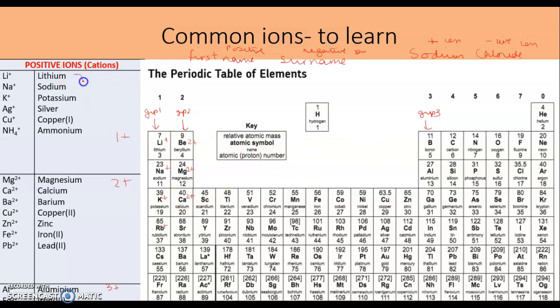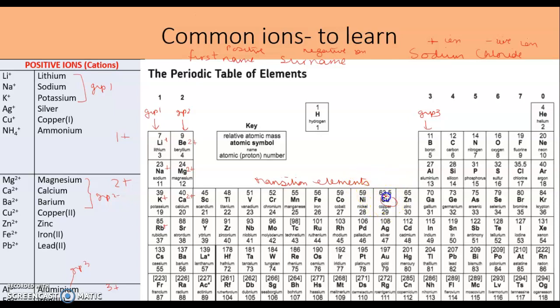So here you go, lithium, sodium, potassium, 1+, because they're group 1. You've got magnesium, calcium, barium, group 2, and you've got aluminium here, which is group 3. So those are easy to learn. The elements in between are your transition elements. Transition elements show variable oxidation state. That means they will have different charges.